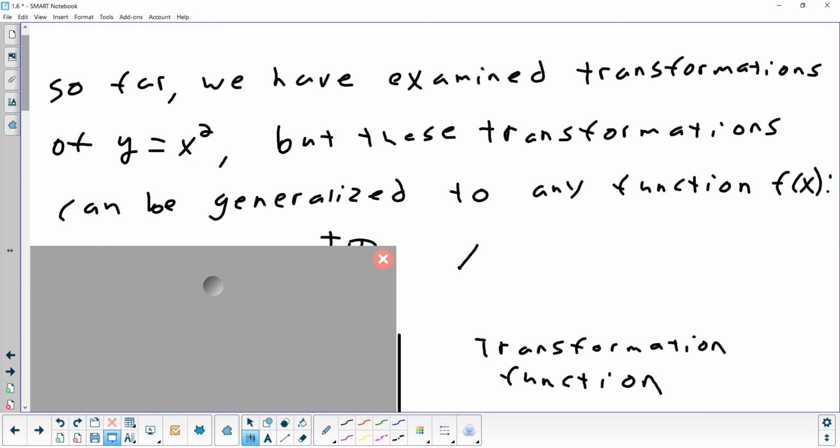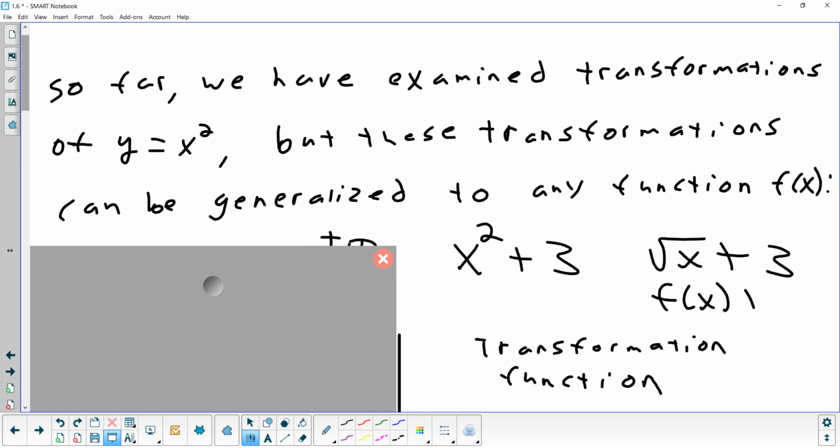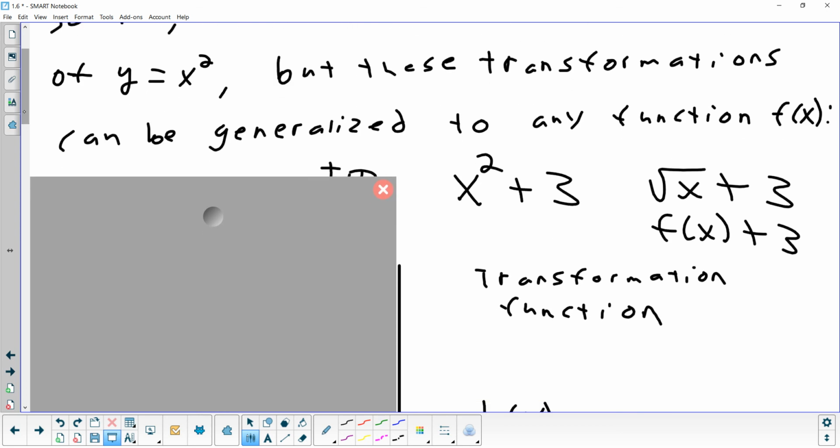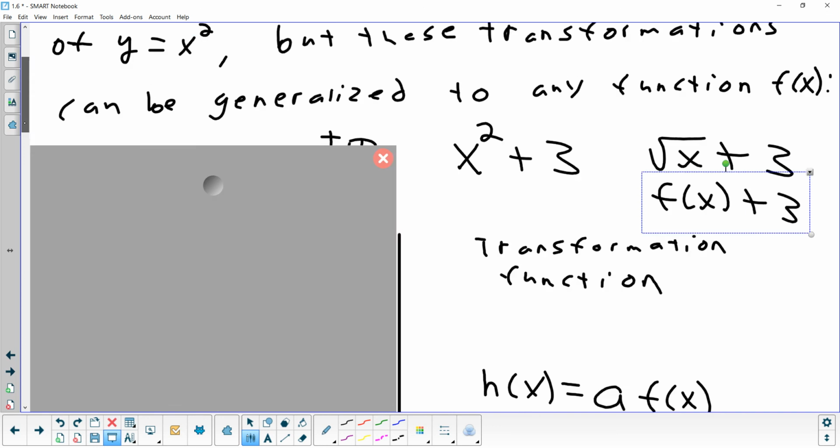So if I did that, that's a vertical shift of a parabola up 3. Well, if I did this, that's a vertical shift of a square root function up 3. It doesn't matter what function you put here. You can put anything you want. If you put a formula here and then add 3 to it, it'll move it up 3. So that's basically what we're going to write down right now, just generalizing our transformations.